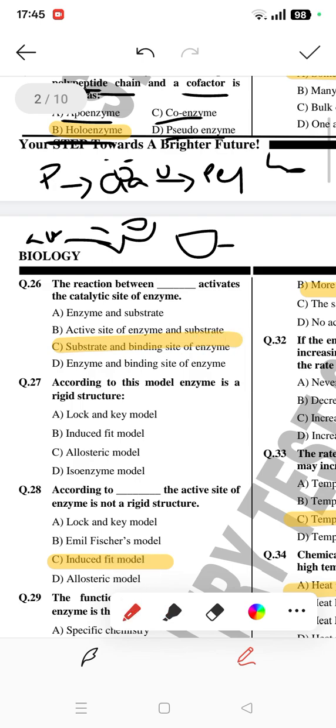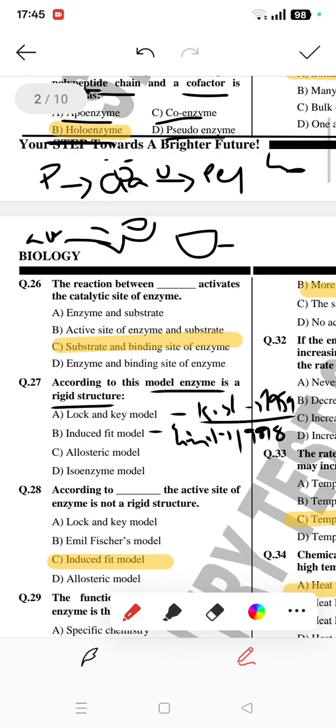Now according to this model, the enzyme is a rigid structure. So we have two models. First one, the lock and key model. Second, the induced fit model. The lock and key model was given by Emil Fischer, and the induced fit model was given by Koshland, in 1959. Okay, these two models are quite opposite.